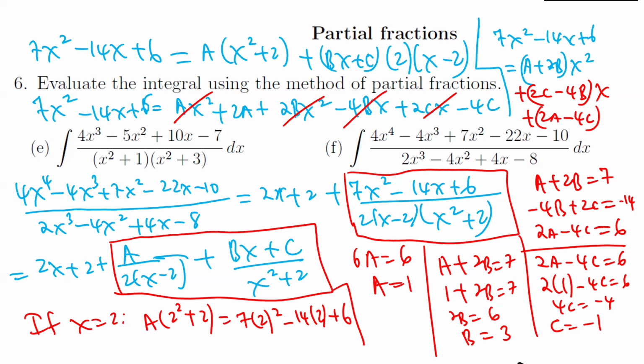Two x cubed. Four x squared. 4x. Okay, we get these exactly.